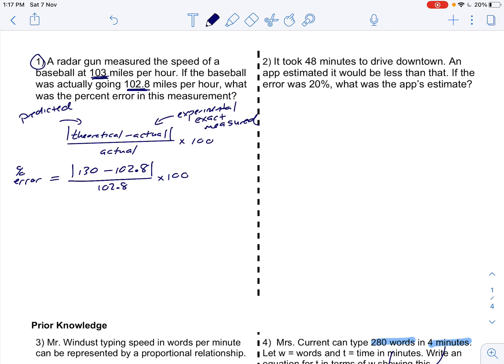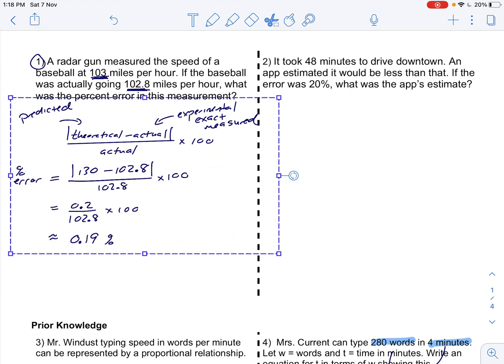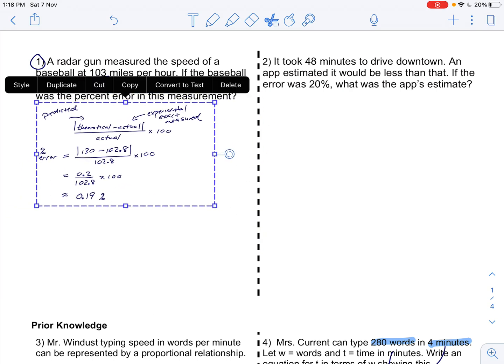So I've already done this calculation, and I end up getting 0.2 in the numerator divided by 102.8. That gives me a really small decimal, 0.0019. When you multiply it by 100, it moves the decimal place over two places, and it gives me the percent error of approximately, I am rounding here, 0.19%. So that's how you would use the formula, and you're perfectly welcome to do that once we get to the test.